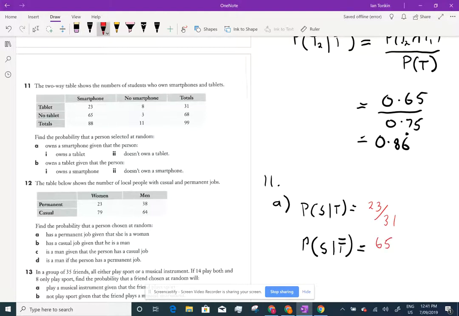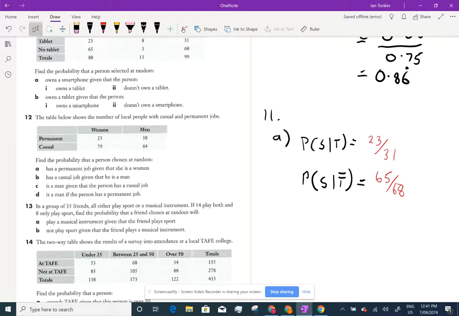And how many don't own a tablet? Out of 68. So we don't need to use a formula when we're doing some of these, but you could, right? And I'll do the last one doing it that way.